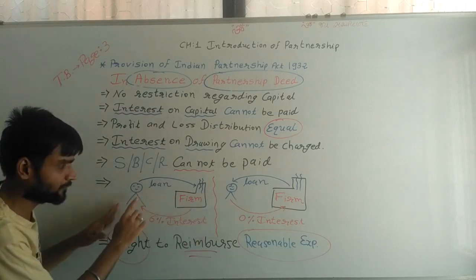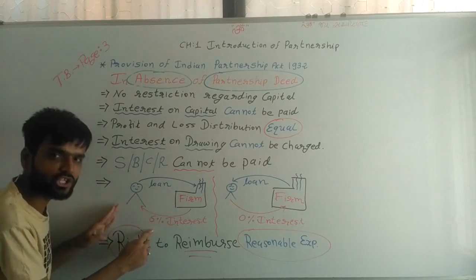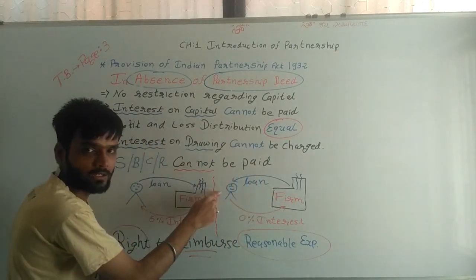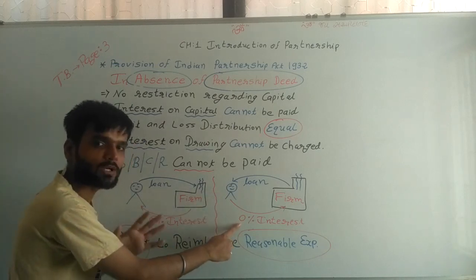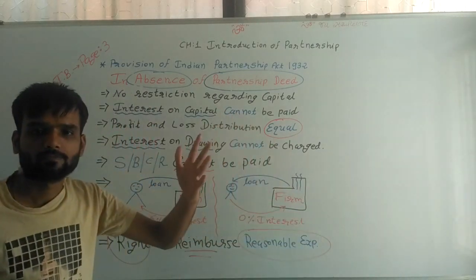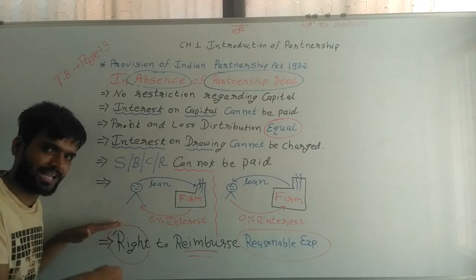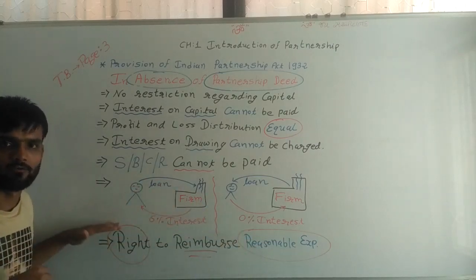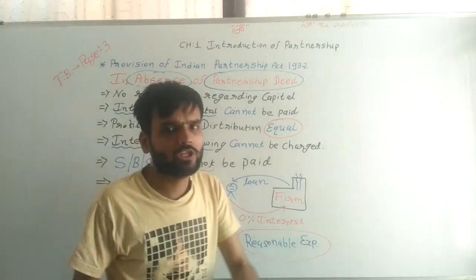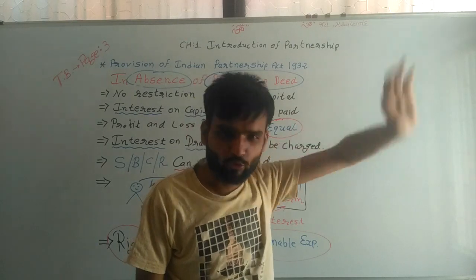Now, important thing, if a partner gives a loan to the firm, then he has a right to receive 6% interest. If a partner takes a loan from the firm, he is not liable to pay interest, 0%. And last, right to reimburse reasonable expenses. If any expenses are done by a partner for the partnership firm, then he has a right to reimburse them from the firm. That's it. From the next lecture, we are doing some important sums which will be of 3 marks in your examination. Now today's lecture is over.